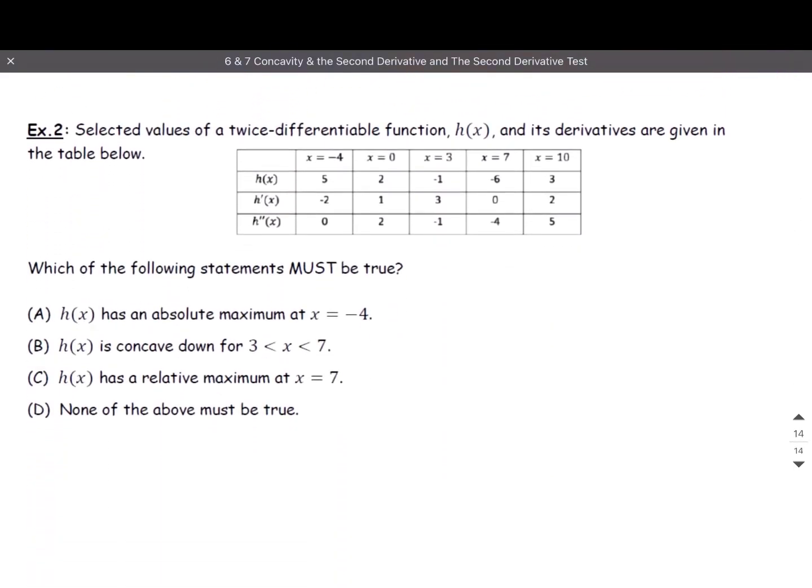Here's another example. Selected values of a twice differentiable function, so that means the first and the second derivative both exist. h of x and its derivatives are given in the table below. Which of the following statements must be true? Now notice also, if it's twice differentiable, we also know it's continuous, right? We're talking about an absolute maximum, concave down, relative maximum. All right, let's take a look.